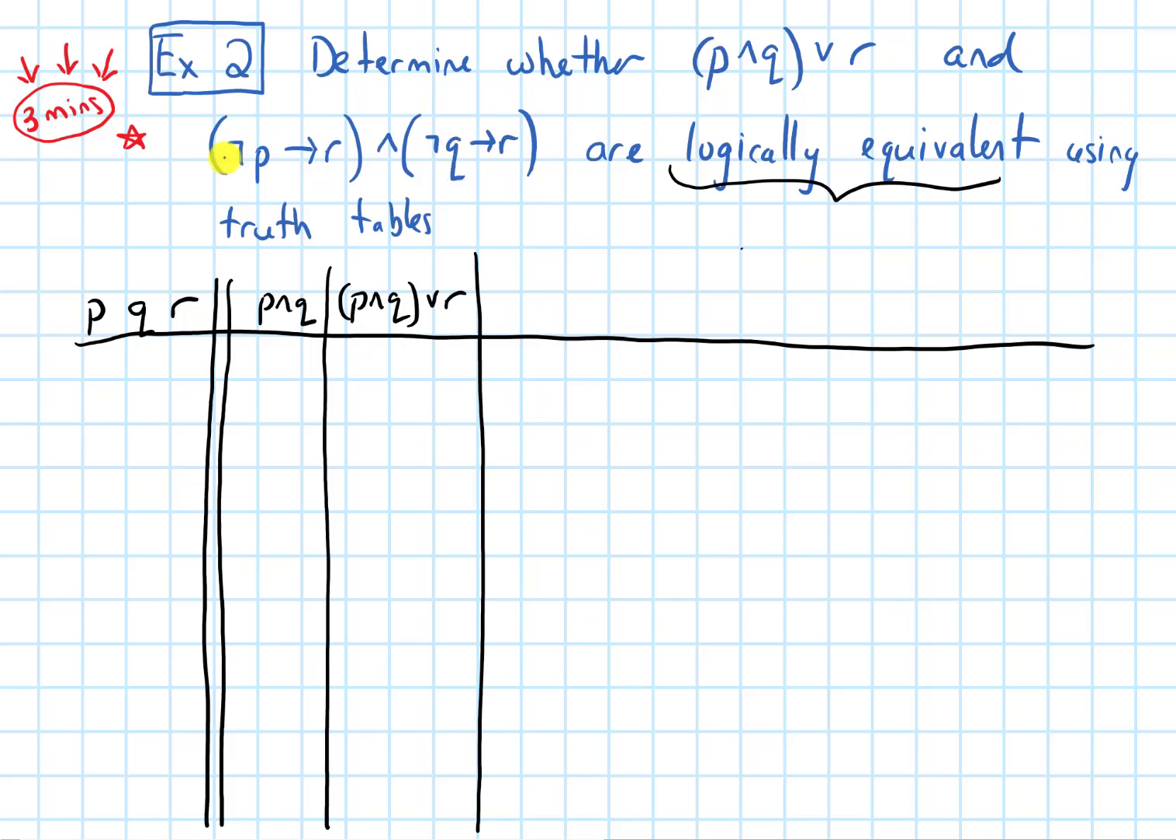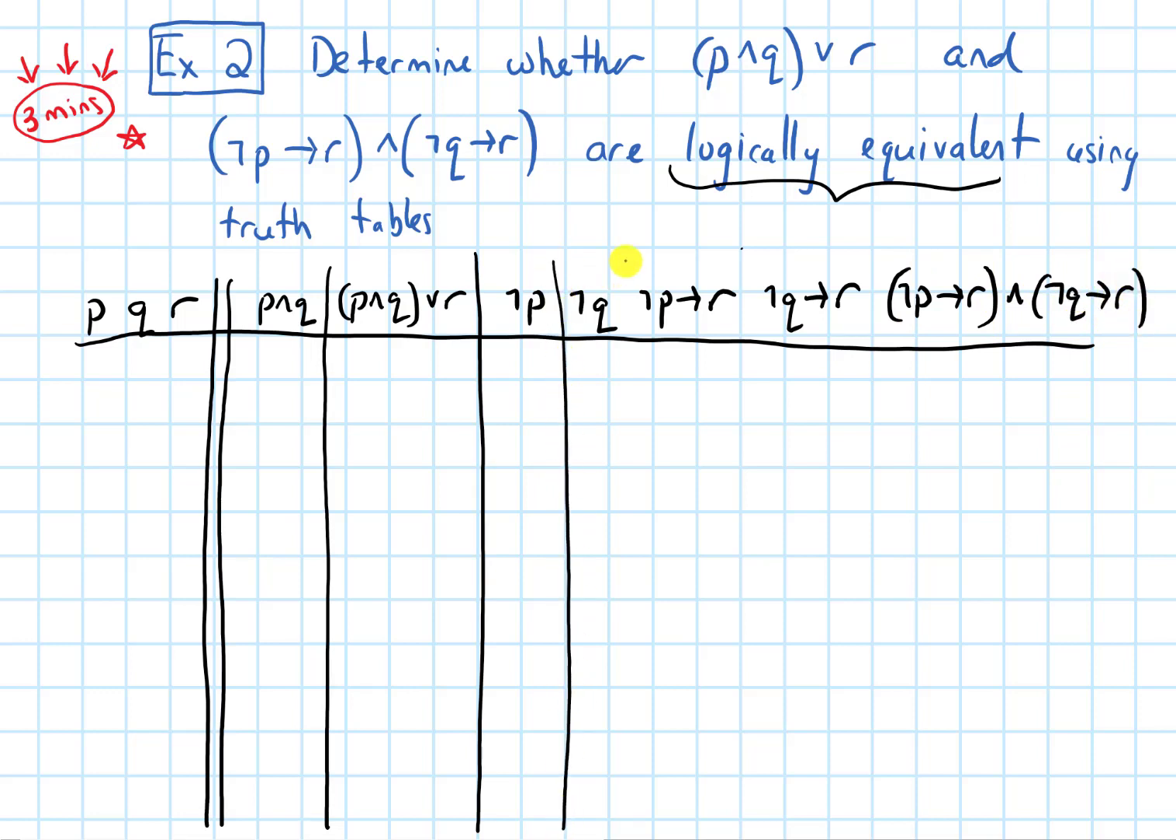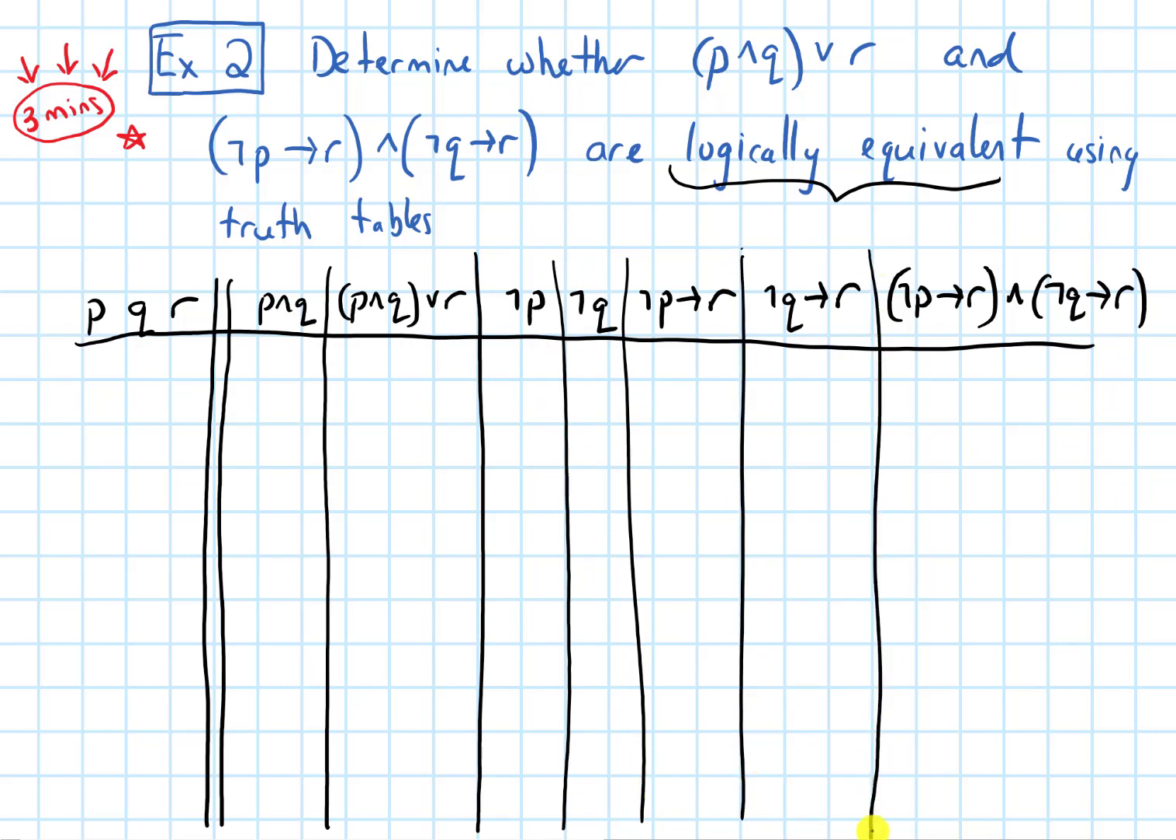Alrighty, so for the next proposition, I'll need not P. We'll need not Q. And then we could do not P implies R. Then we could do not Q implies R. And then finally we can build this whole AND statement, which is not P implies R and not Q implies R. So let's separate these. I need some columns.